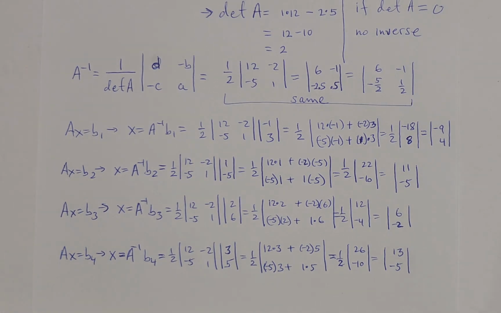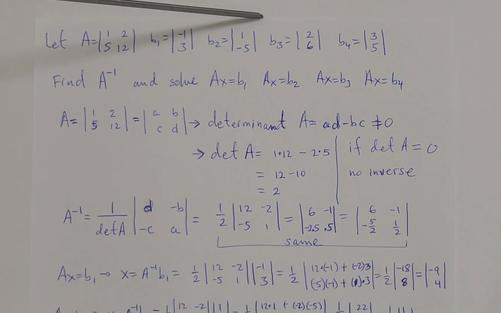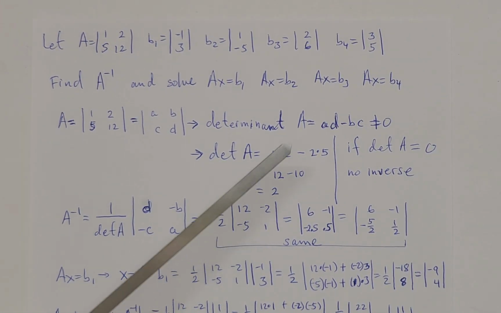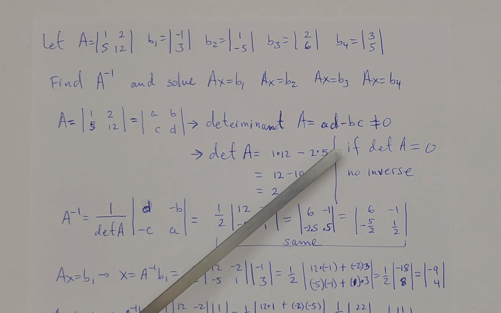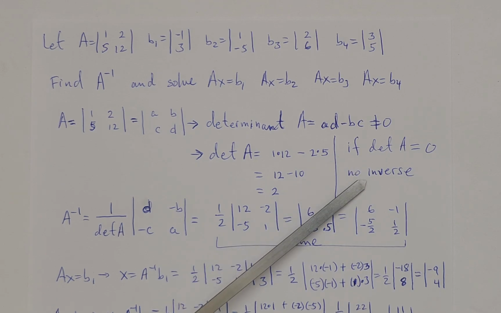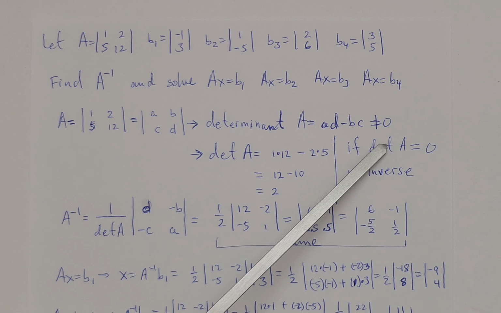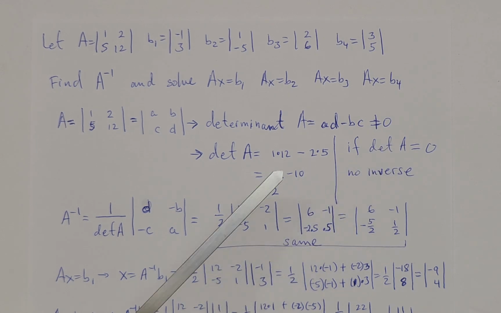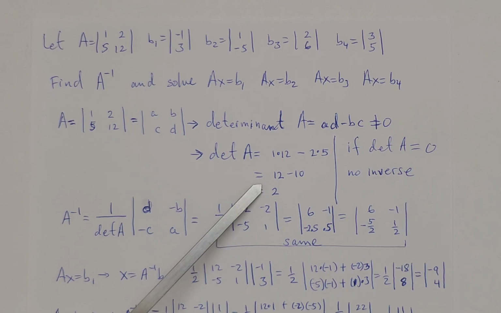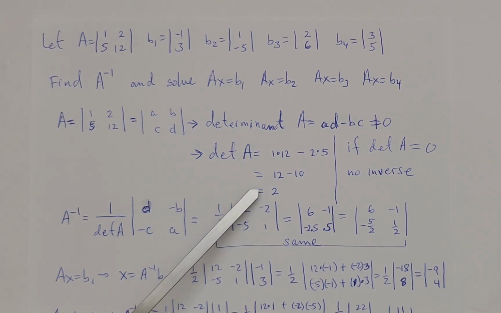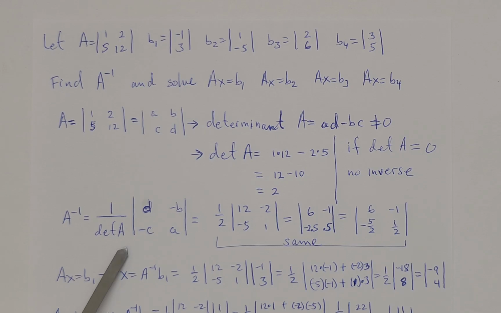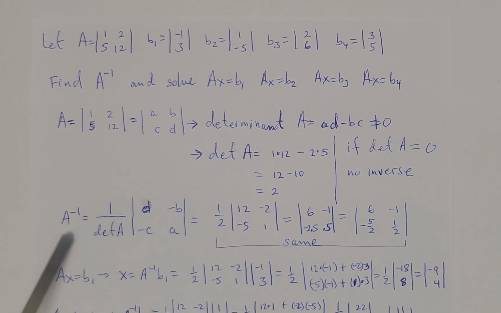Be very careful, one more time. Make sure the determinant is not 0. If it is 0, we have no inverse. If the determinant equals 0, no inverse. If the determinant is a nonzero number, then there is an inverse. And this right here is the formula for 2 by 2. Be very careful, this only works for 2 by 2.